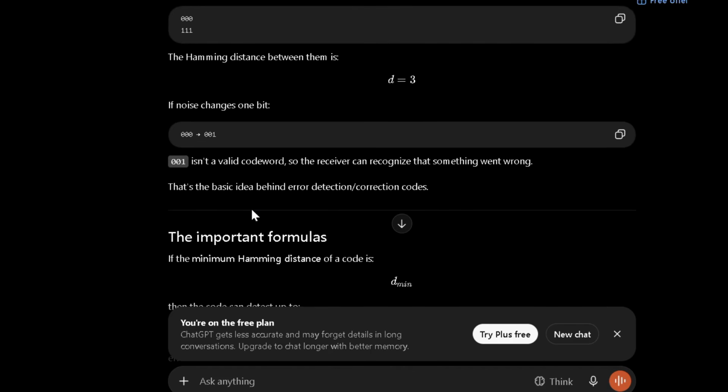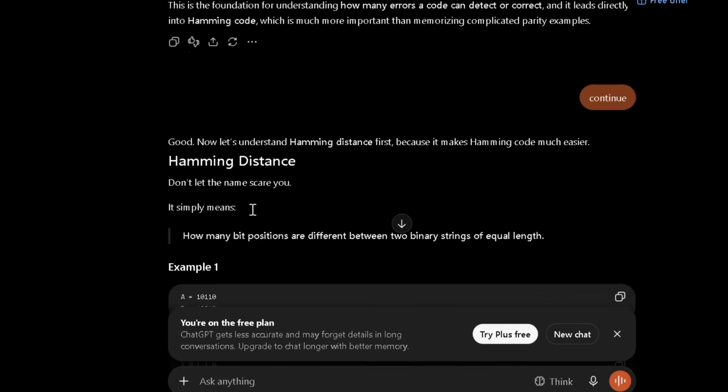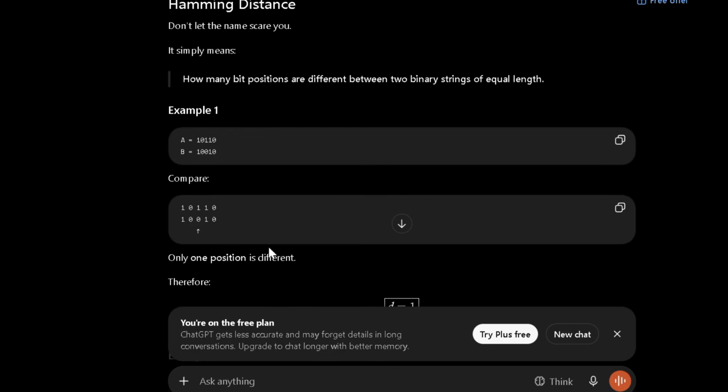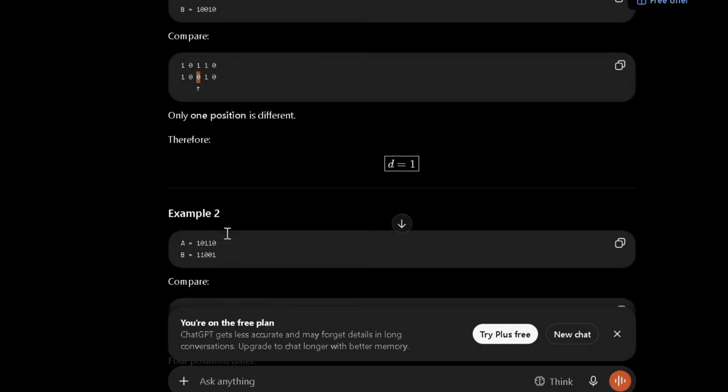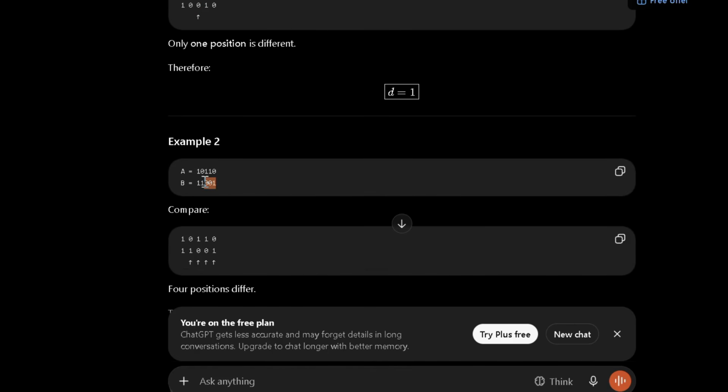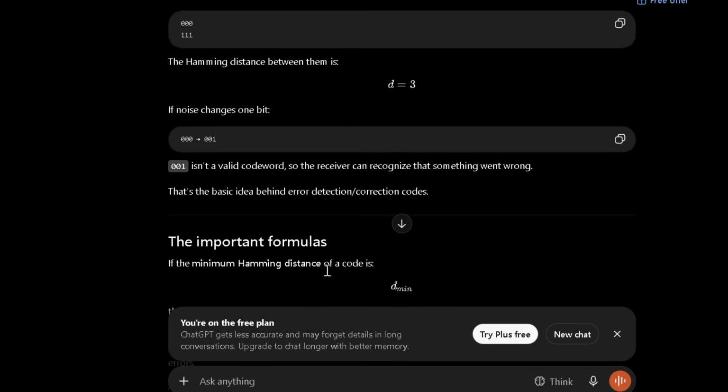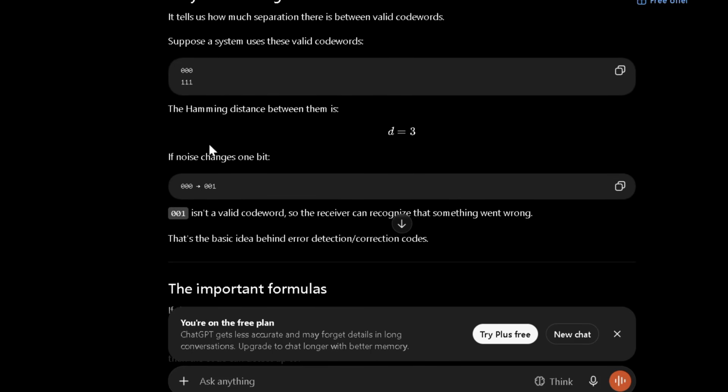This is Hamming distance. It is an error correction tool. Here, only one bit is changed. Here, 4 bits are changed. That's why it is D equals 4. Here, D equals 3. 3 bits are changed. If noise changes one bit, because of noise some bits may change from 0 to 1. This is not a valid code word, so the receiver can recognize that something went wrong.